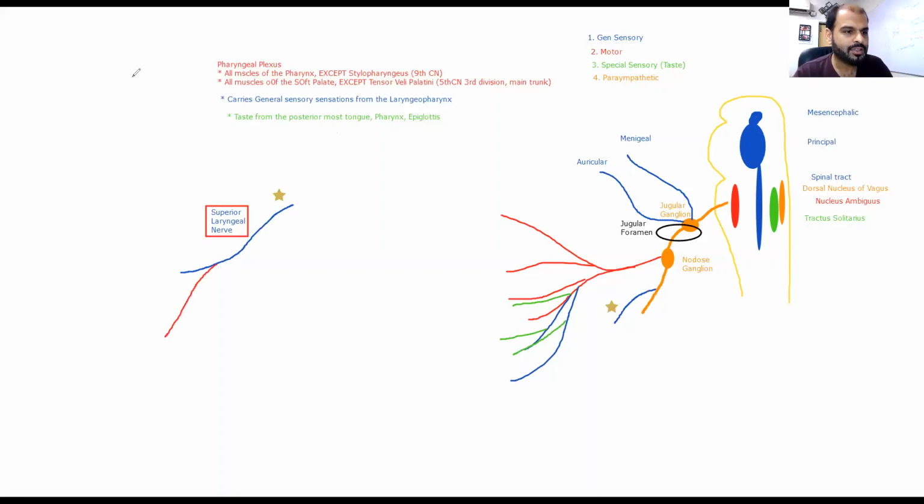The upper branch is known as external laryngeal, internal. Sorry. Internal and external. Internal laryngeal was the general sensory nerve, and it carried sensations from the larynx above the vocal cords. Above the vocal cords. This is its function.